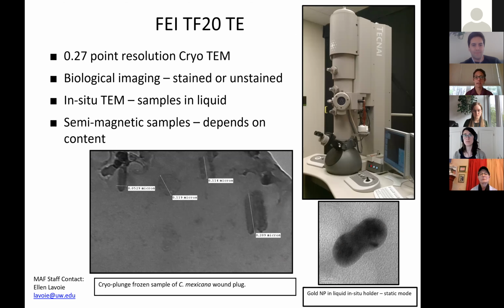Our other TEM is a little bit lower resolution. However, you can do liquid imaging with this one, which is one of the really cool features of it. So it has a liquid in situ holder. You can see on the bottom right there, we have gold nanoparticles suspended in liquid. And it does cryo TEM as well, so you can look at cryo samples. Here we have a wound plug from a Calopogonium plant that has been frozen, and you can image that as well.